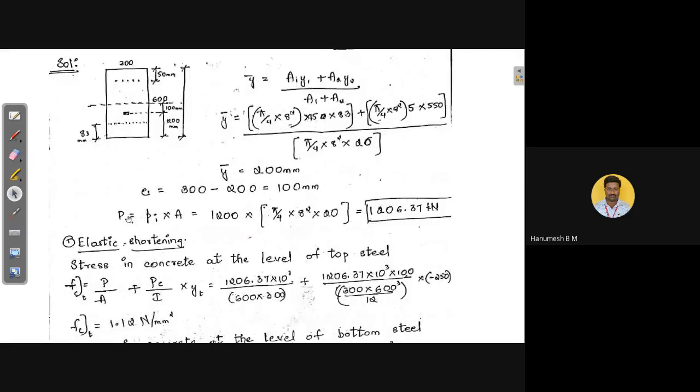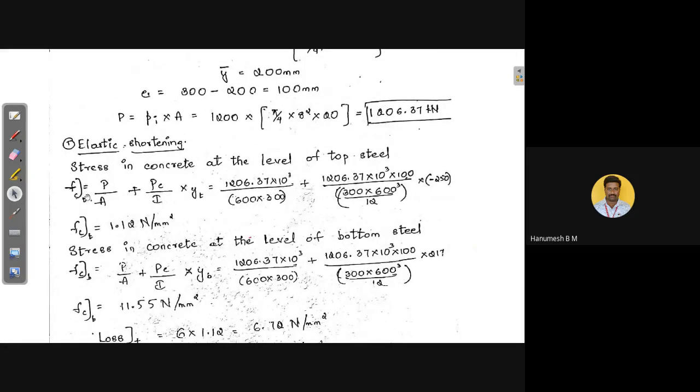And also we need to calculate the pre-stressing force in the cable. The initial stress is given, and also the cross-sectional area. By using the diameter of the wire, we can calculate the cross-sectional area. 1200 into pi d square by 4 into the total number of wires, 15 plus 5, it is 20 wires. Pi d square by 4 into 20. Hence the pre-stressing force in the cable will be equal to 1206.37 kilonewton. So this is the pre-stressing force in the cable.